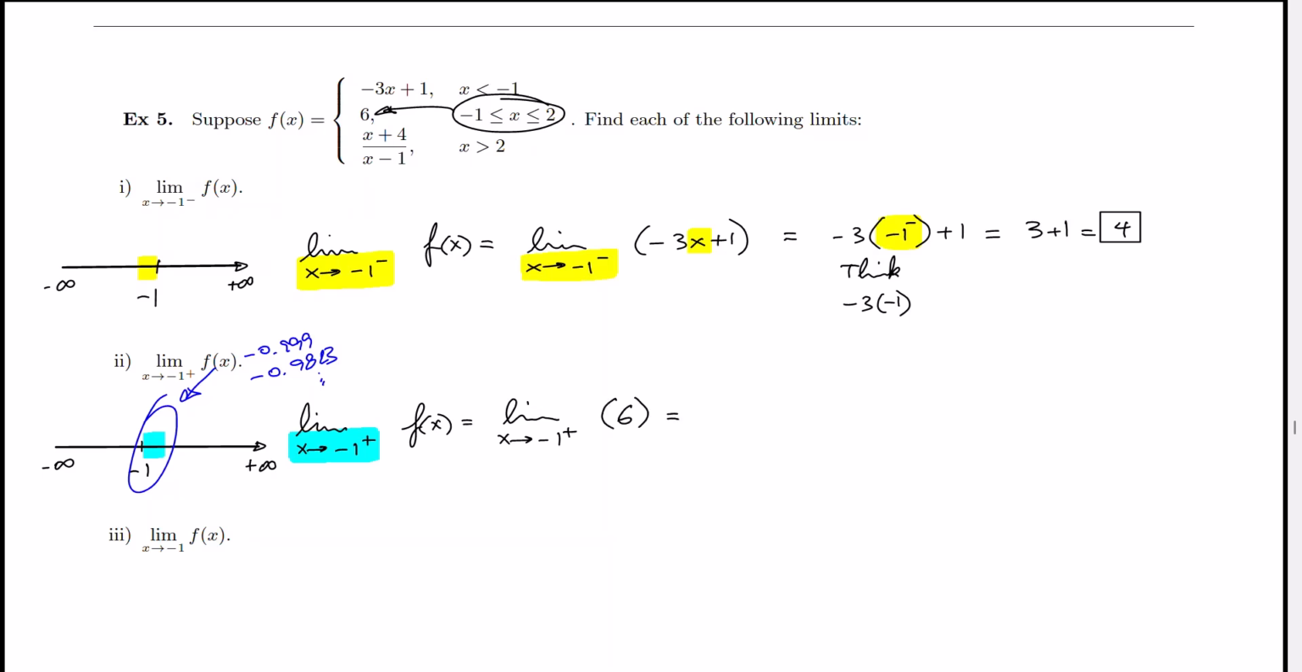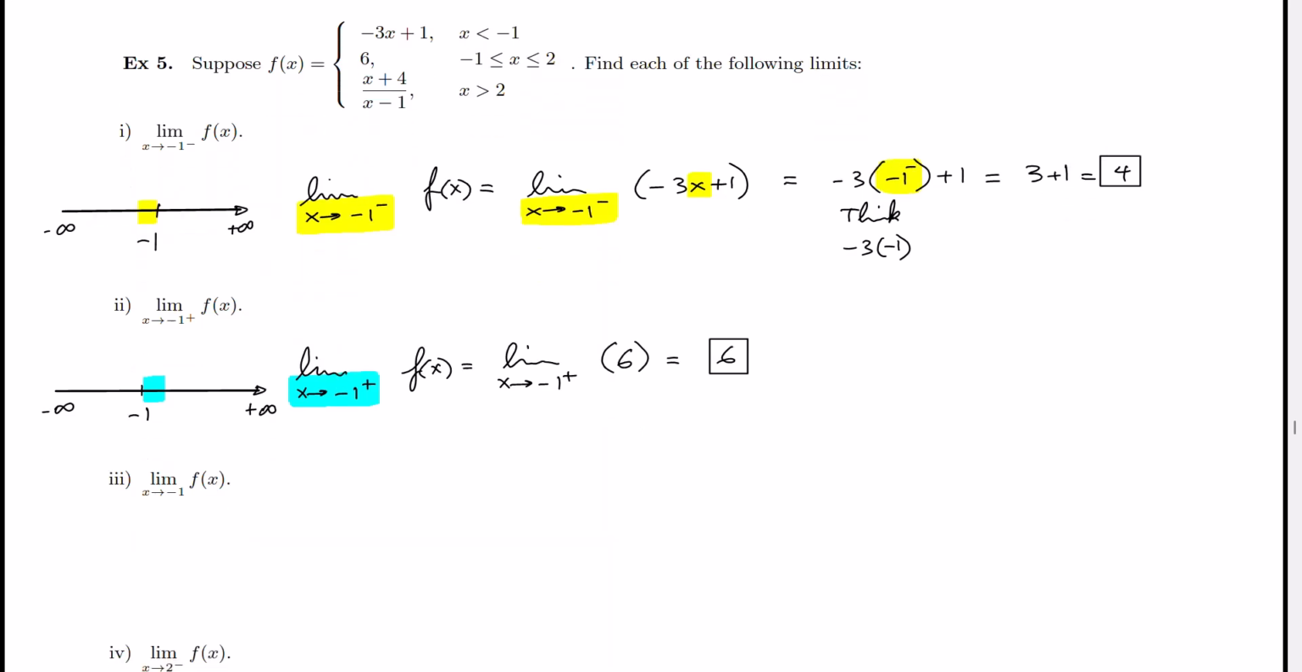And so now I'm looking for the limit as x approaches -1 plus of 6. The key thing to remember here is that this is a limit of a constant. It doesn't matter what x is approaching. The limit of a constant is just that same constant itself, one more time. So the answer is basically 6, and we're finished with part 2 of this question.